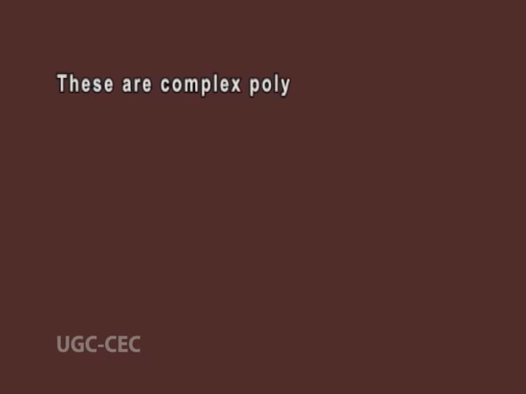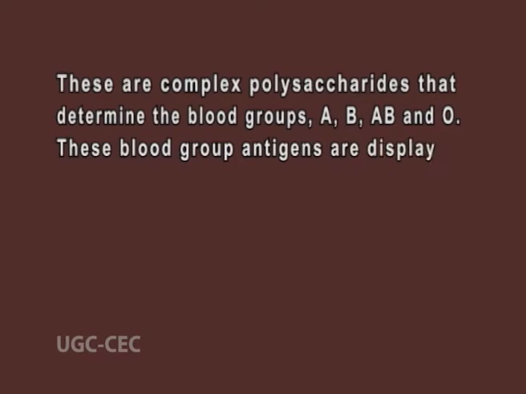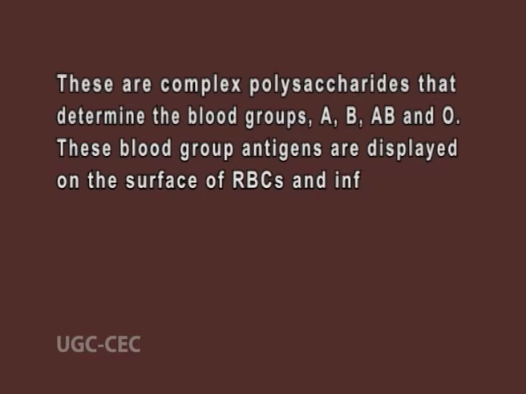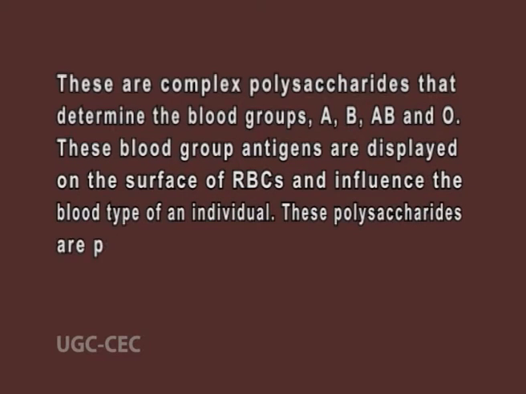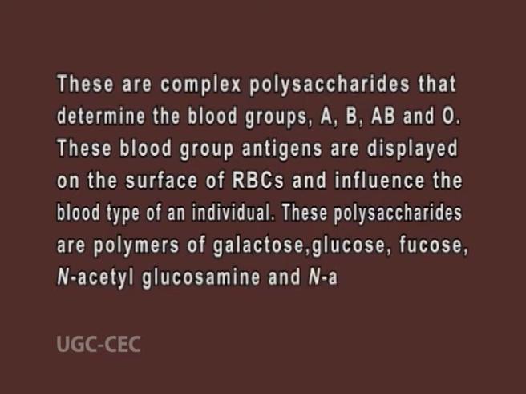Let us now look at the blood group polysaccharides. These are complex polysaccharides that determine the blood groups A, B, AB and O. These blood group antigens are displayed on the surfaces of red blood cells, RBCs, also known as erythrocytes, and they influence the blood type of an individual. These polysaccharides are polymers of galactose, glucose, fucose, N-acetyl glucosamine, and N-acetyl galactosamine, etc.